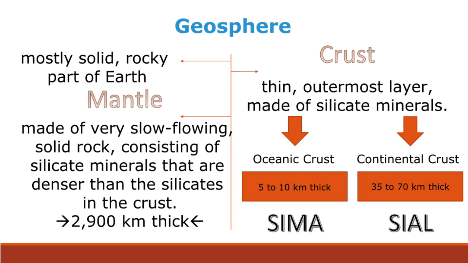We'll jump now to the mantle. This is the mostly solid bulk of Earth's interior that is made of very slow-flowing, solid rock consisting of silicate minerals that are denser than in the crust. The mantle lies between Earth's dense, superheated core and its thin outer layer, the crust. It is made up of silicates, magnesium oxide, iron, aluminum, calcium, sodium, and potassium, and it is divided into two layers: the upper mantle and the lower mantle.